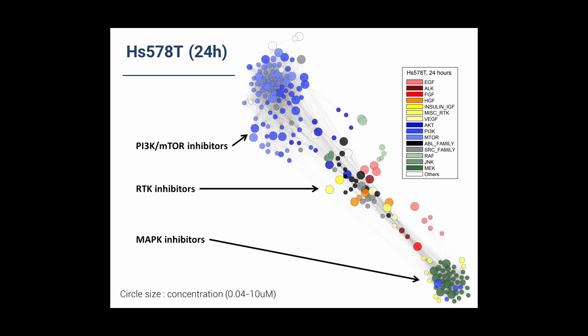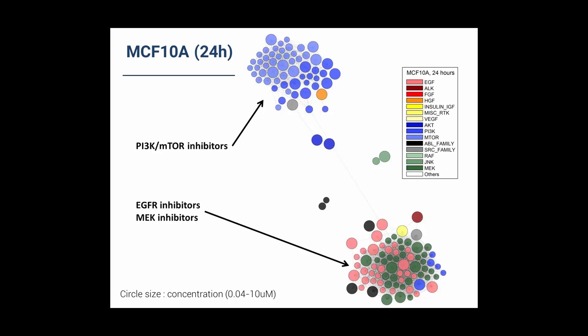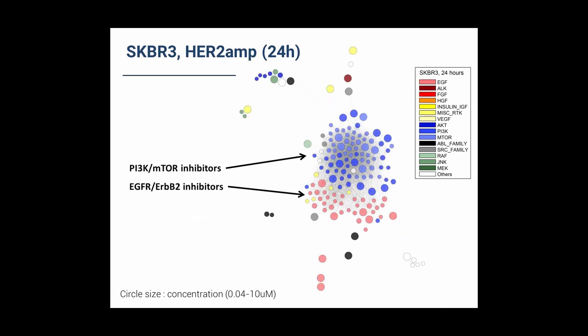If we switch to another cell line, MCF10A, this is a slightly different picture. So we still have the two main poles with the PI3K inhibitors or the MAPK inhibitors, but in that case, all the EGFR inhibitors, and that's almost the only RTK inhibitor that has a significant perturbation, so all those EGFR ERBB2 inhibitors are clustering with the MAPK pathway, as well as a few ABL inhibitors. Now, as a last example, SKBR3. In that case, we don't have a MEK inhibitor cluster. What we see is that the PI3K, AKT, mTOR inhibitors are clustering with the EGFR ERBB2 inhibitors.